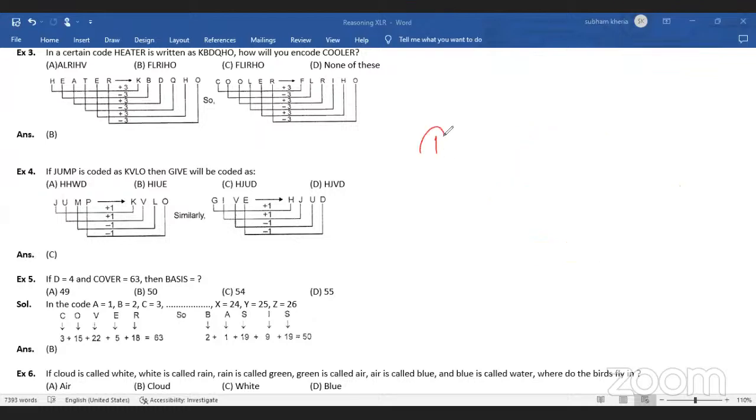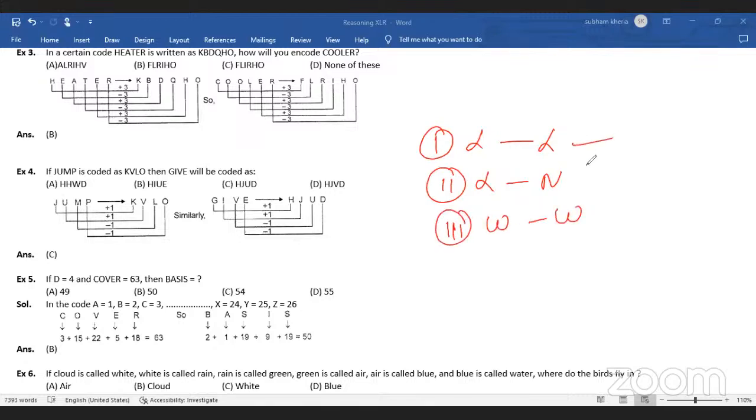L to L, letter to letter, done. Second, L to N, letter to number, done. Third, word to word, done. This one will do now.